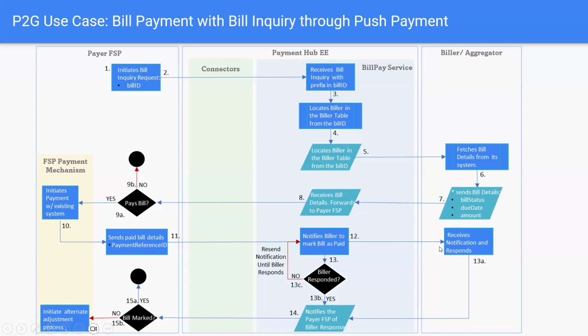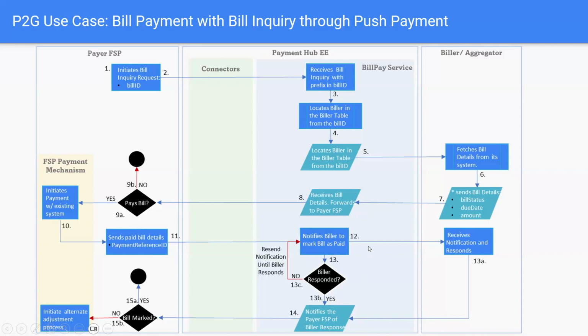And so you should update that status, which we initially sent as not paid, to paid. And you could later reconcile from the reports and get your money from whichever mechanism is already in play. So the payer FSP takes that payment reference ID and sends it back to the bill pay service in the payment hub. It sends it to the biller aggregator.